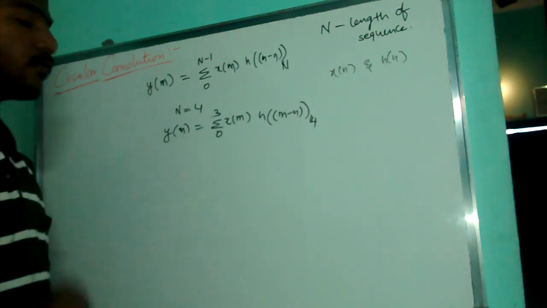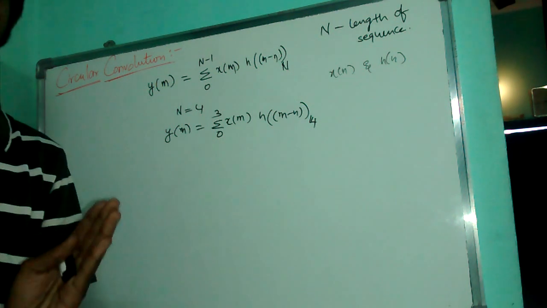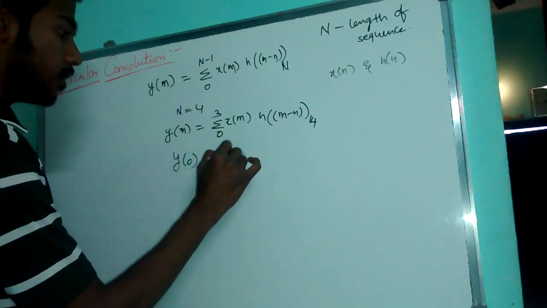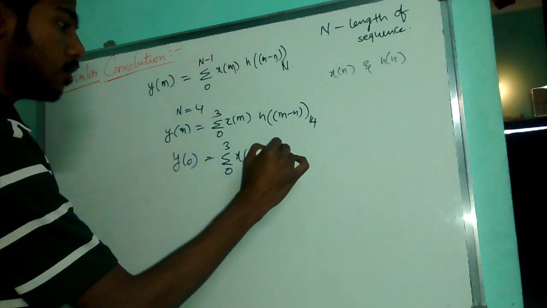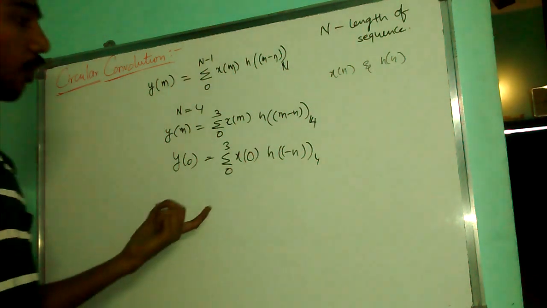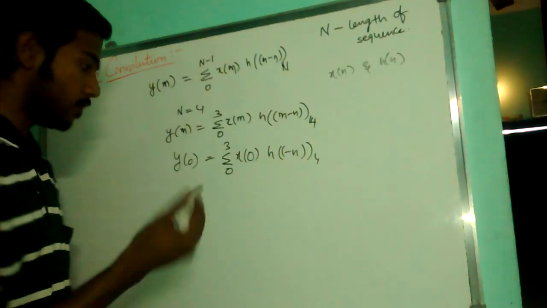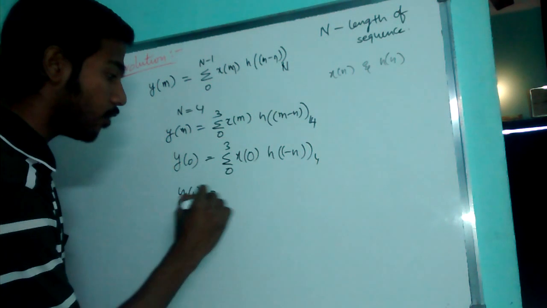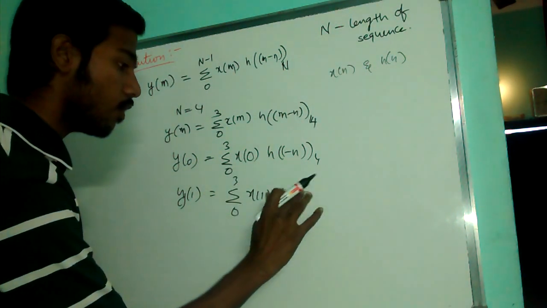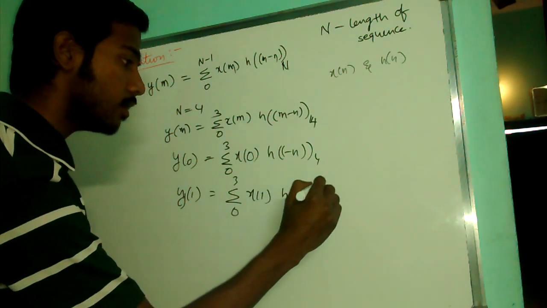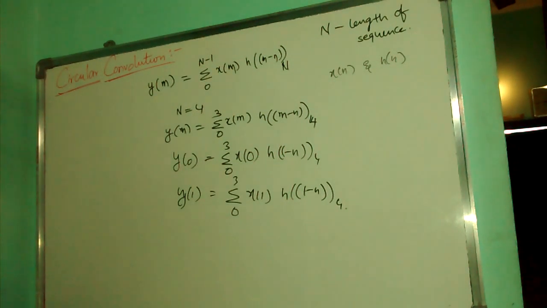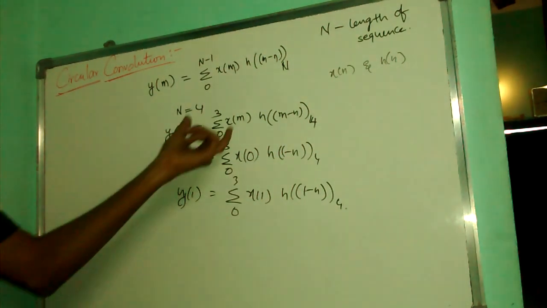Next, if I want to find y of 0, then simply put m as 0, so we get h of (minus n) to base 4. Similarly, if I try to write y of 1, then it is x of n, h of (1 minus n) to base 4. So similarly we get y of 2 up to y of 3.